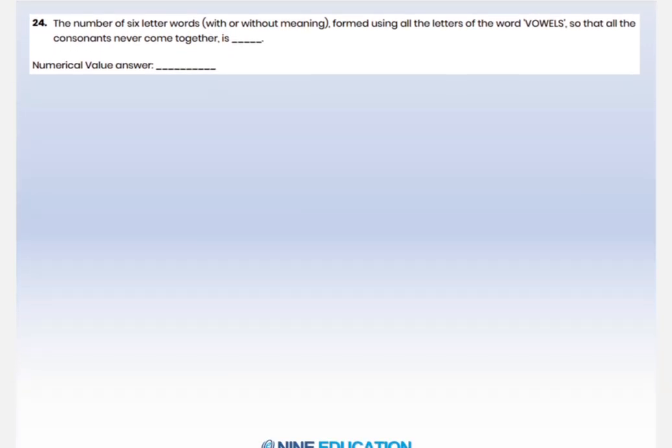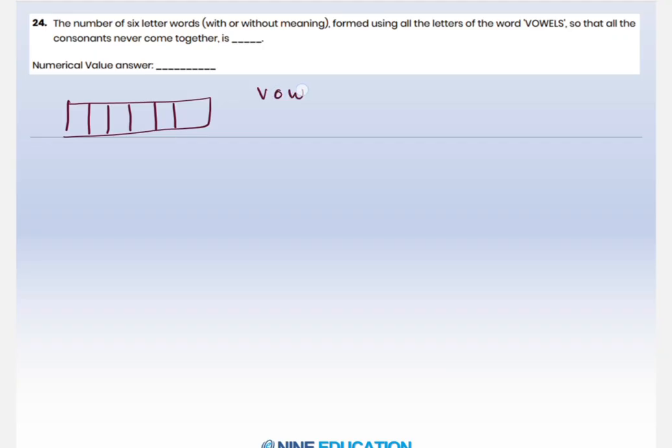The number of 6-letter words, with or without meaning, formed by using the letters of vowels so that all the consonants never come together. So what we have to do, you have to make 6-letter words. From what? From vowels.